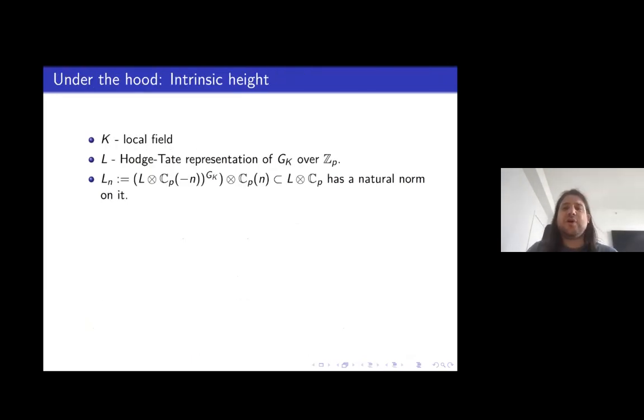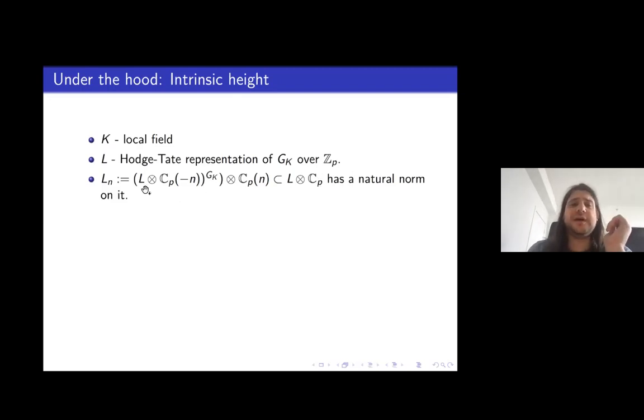Okay, so what does this do under the hood? This is kind of speculative on my part. But what's happening under the hood here is the following. Essentially, we're trying to give heights, sort of p-adic norms, on the Hodge-Tate realizations of representations of local Galois groups. So if you start with a local field K and you let L be a Hodge-Tate representation of G_K over Z_p, now in practice L will be de Rham or even crystalline, but all you need is Hodge-Tate to make these constructions. Let me speak in those words.